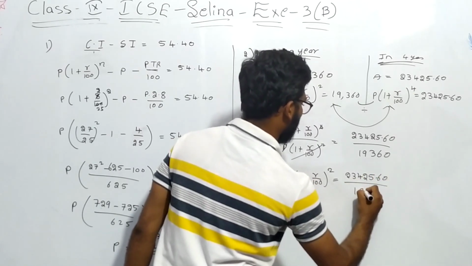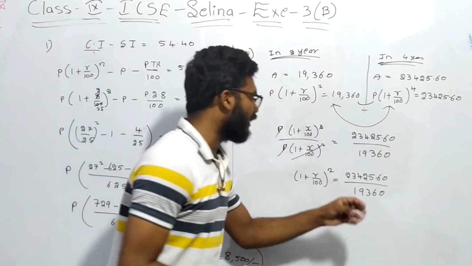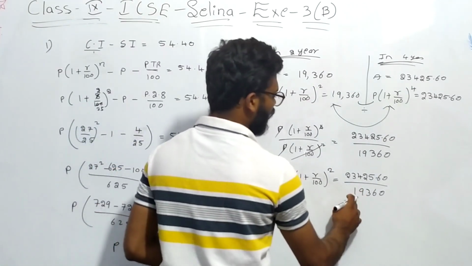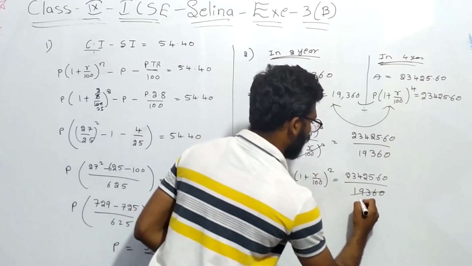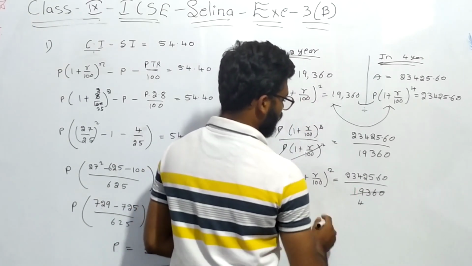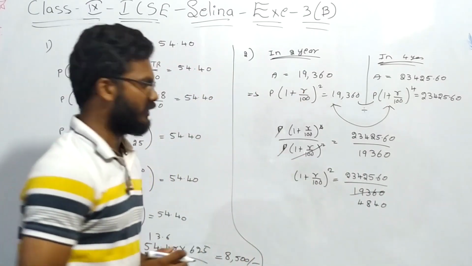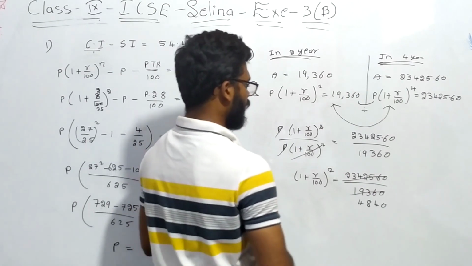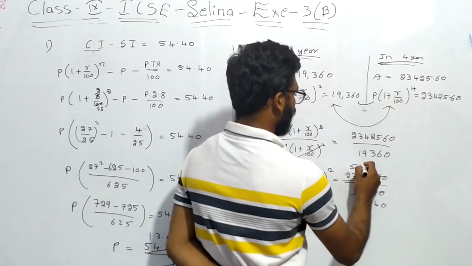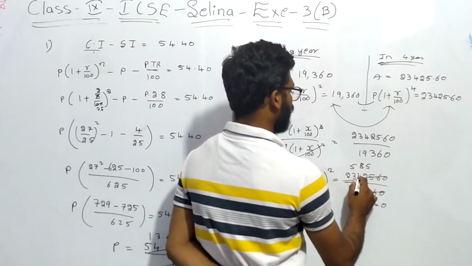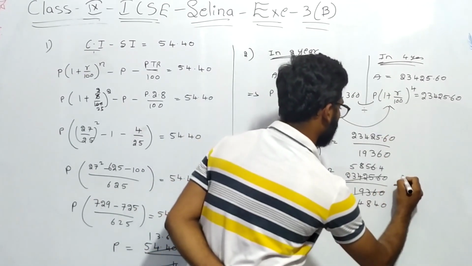23,425.60 by 19,360. See which number it will get cancelled with. So 10. So it will get cancelled with 4, I think. So 4 4s are 16, how much is it? 33... 4 8s are 32, 4 4s are 16, 4840. How much is it? So if you cancel it, 4 5s are 20, so 34, 4 8s are 32, 22, 4 5s are 20, 4 6s are 24. Right?